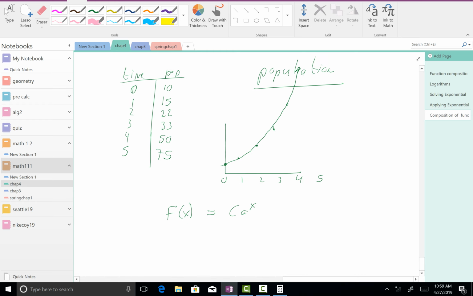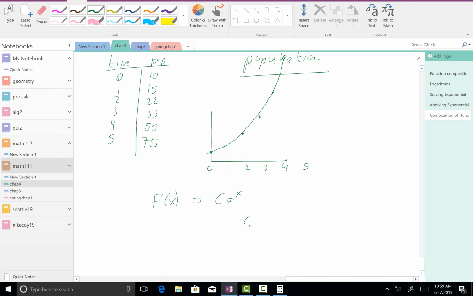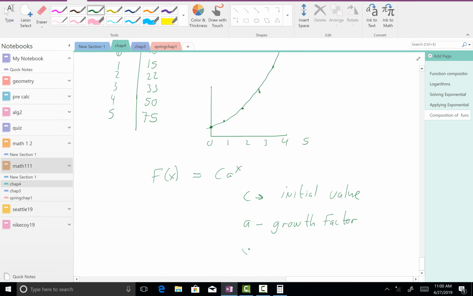And C is the initial value, whatever it is, population or whatever, and A is a growth factor. X, of course, is your time. So that's an exponential equation, all right? And there's other forms of it, but that's what they define one as, okay?